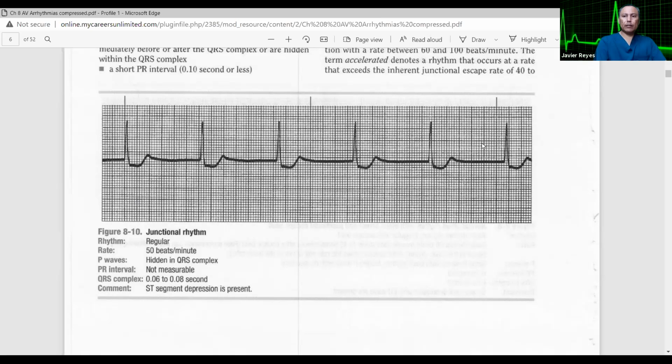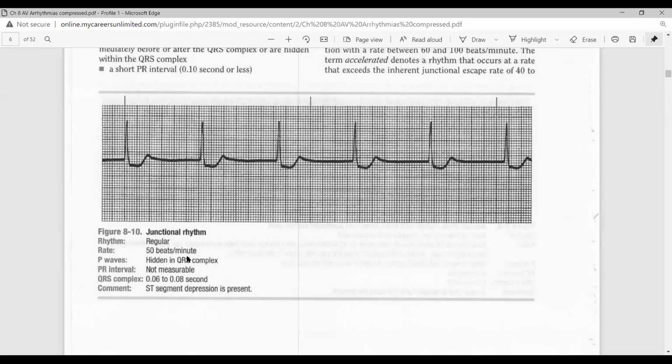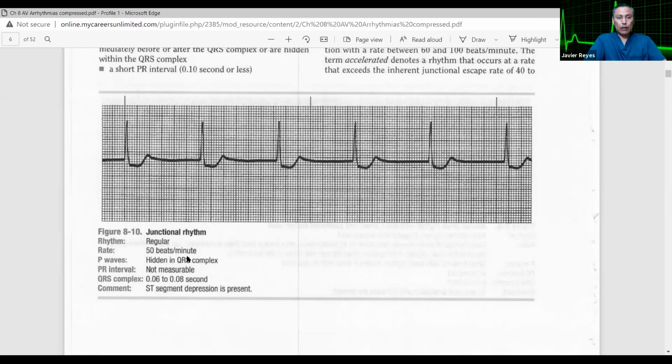Why is it 50? Because this one is incomplete. We don't count this one. One, two, three, four, five. So we only count complete complexes, okay? They all look the same. Which one not to count? The P wave is hidden in your QRS complex, so it's really not visible. So you cannot measure the PR interval.